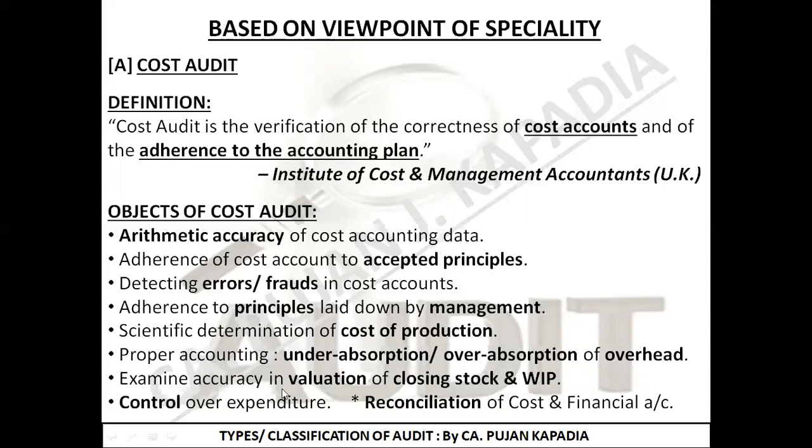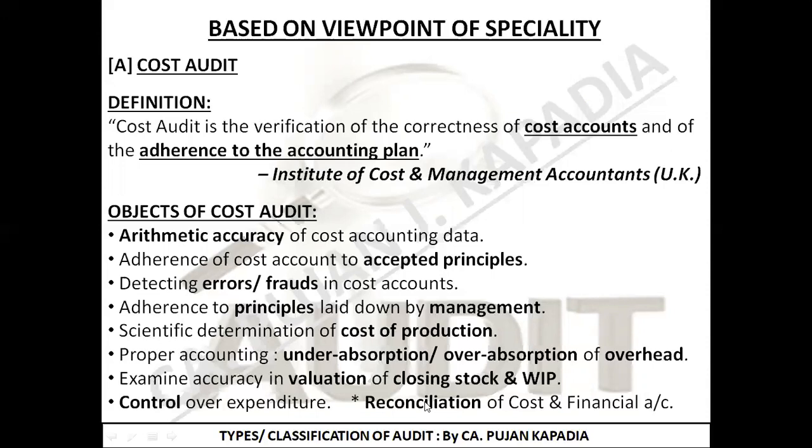Next is examining the accuracy in valuation of closing stock and WIP. This basically relates to the valuation aspect. That is, at the time of valuation of closing stock or valuation of work in progress, I need to see that proper accuracy has been maintained or not. Next, and again an important part, is control over each and every expenditure with respect to costing, like expenditure on raw material, expenditure on wages, that is laborers, expenditure on overheads. I need to check whether everything is under control or not.